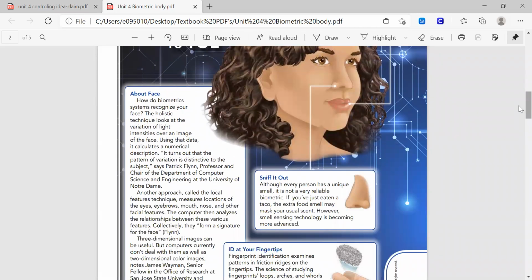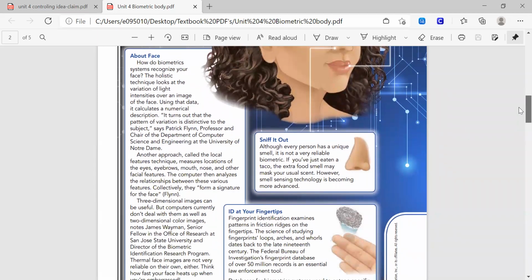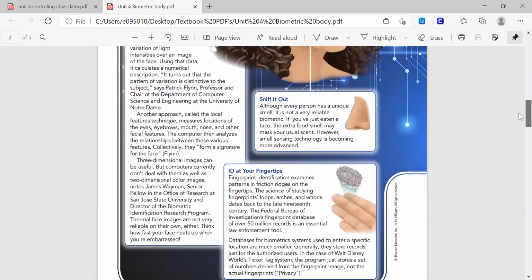Sniff it out. Although every person has a unique smell, it's not a very reliable biometric. If you've just eaten a taco, the extra food smell may mask your unusual scent. However, smell sensing technology is becoming more advanced.